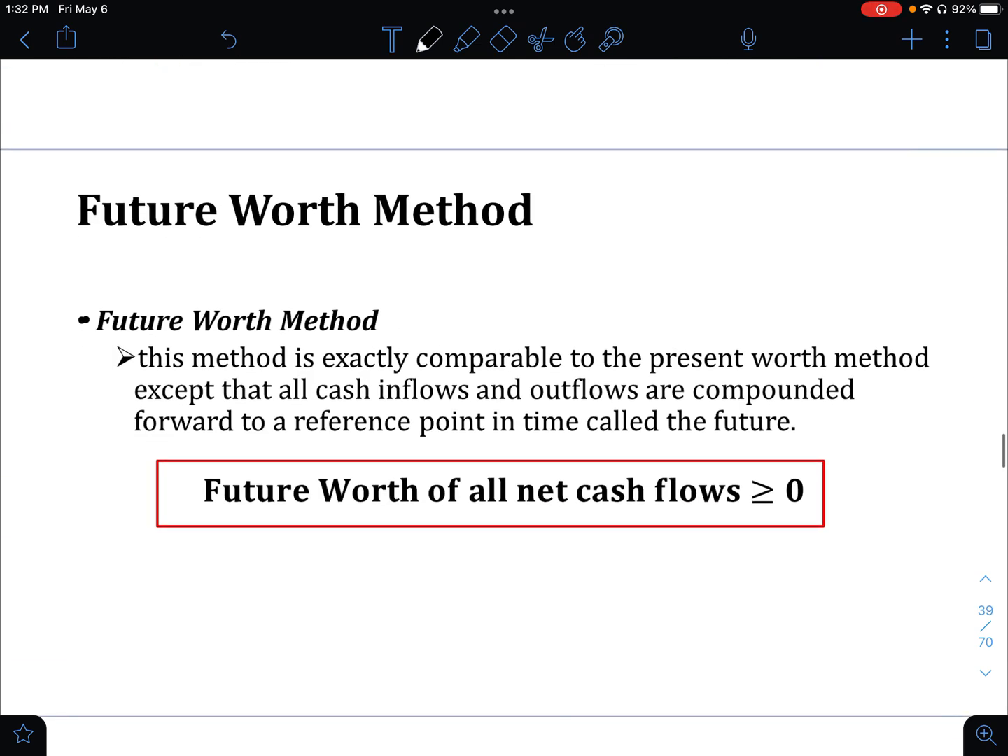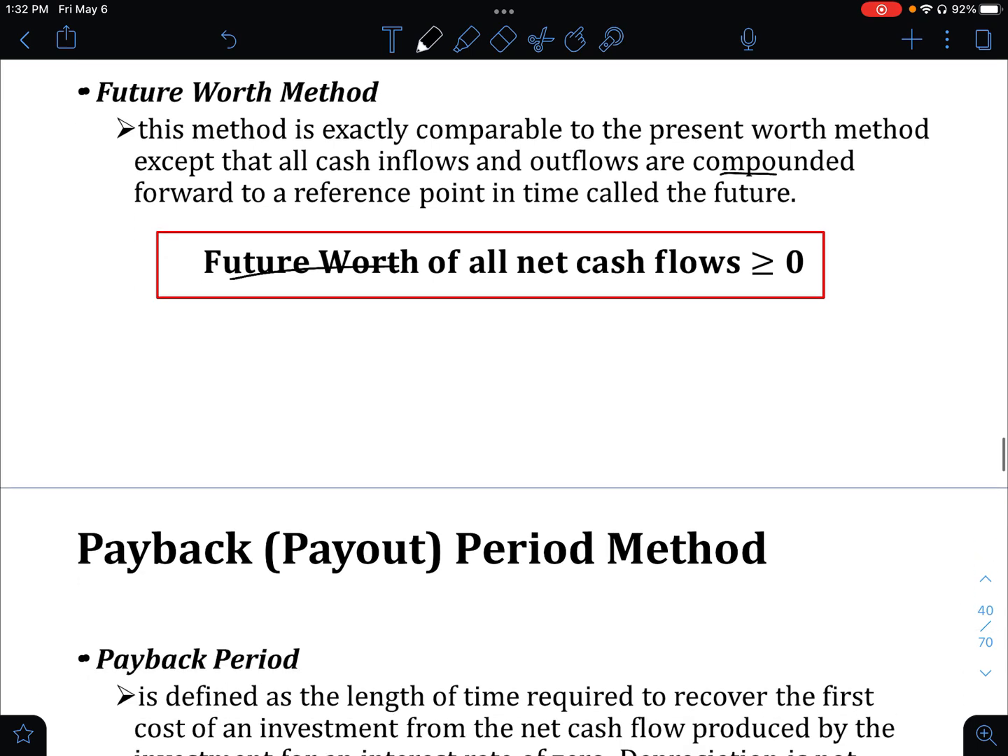Now the future worth method is exactly comparable to the present worth method, except all cash outflows and inflows are compounded forward to a reference point in time called the future. So the future worth of all net cash flows should be greater than or equal to zero.